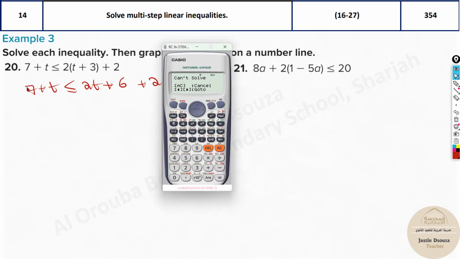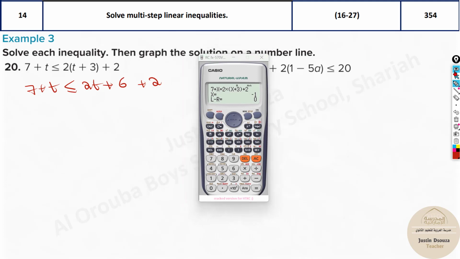If you do the calculator method, let's just solve the first given question itself. It doesn't matter. Plus alpha x equals 2 times, that's alpha t plus 3, close the bracket, plus 2. Now over here, what you basically have to do is shift and solve. You get the answer minus 1. But where would you put minus 1? This is the big thing. Minus 1 is the answer, yes.